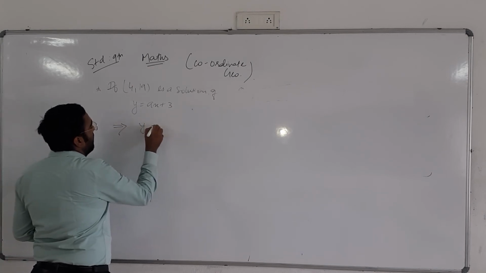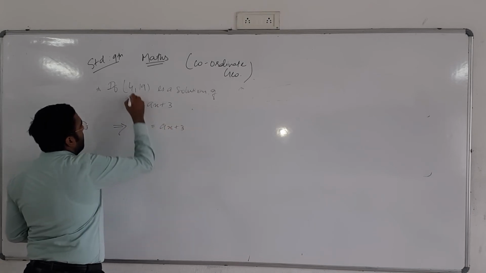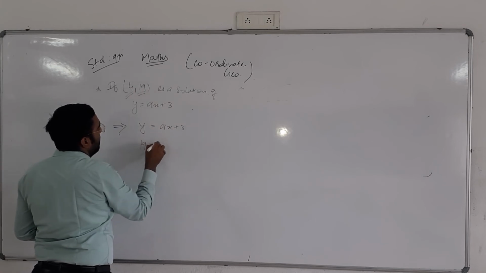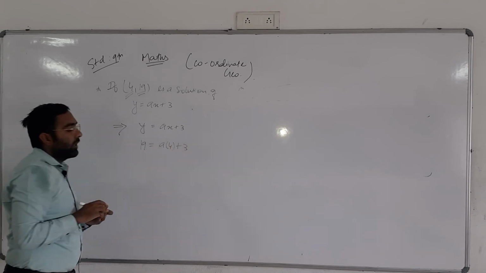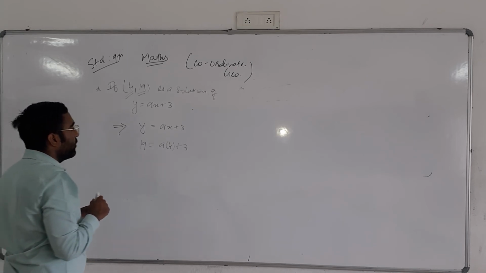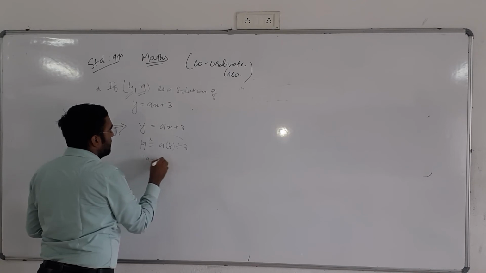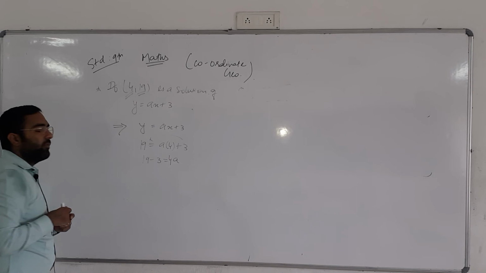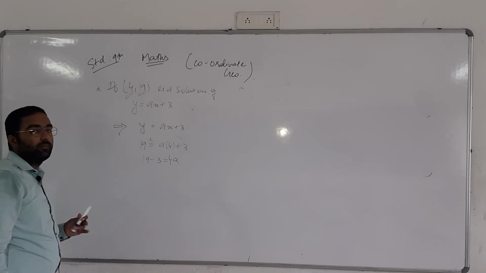We have the equation y equal to ax plus 3. Now what is the value of x? That is 4. And what is the value of y? That is 19. So 19 equal to a into 4 plus 3. Plus 3 shifted to the other side, therefore 19 minus 3 equal to 4a. Now 19 minus 3 is 16.